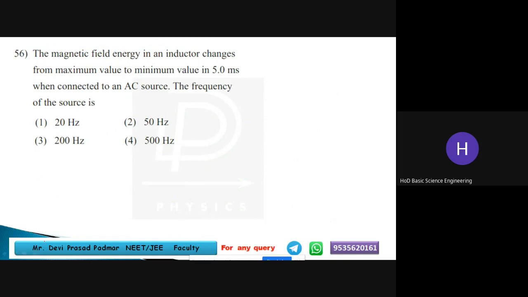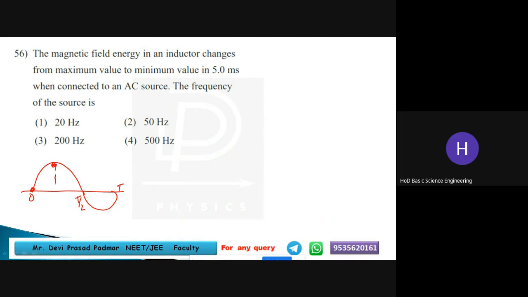Next, the magnetic field energy in an inductor changes from maximum value to minimum value in 5 millisecond when connected to an AC source. The frequency of source? So maximum to minimum. If you consider like this, this is actually maximum, this is minimum. If you consider this as 0, this will be T by 2, and here it is T.